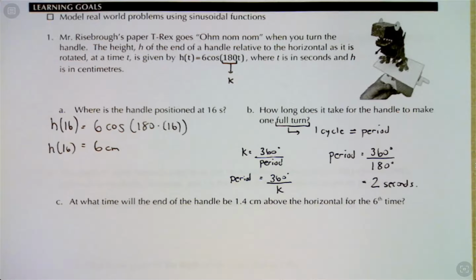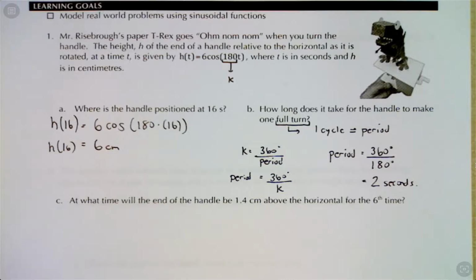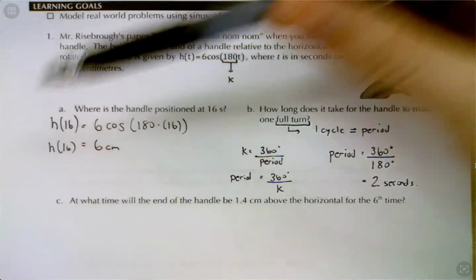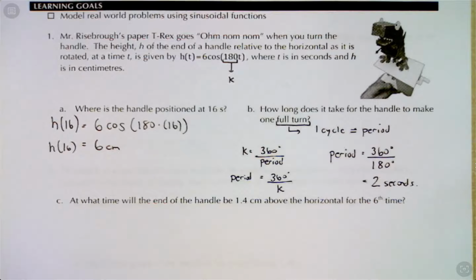At what time will the end of the handle be 1.4 centimeters above the horizontal for the 6th time? Interesting. Okay, so we need to think about what this function looks like. Well, it would be helpful if we knew a few more times, because right now all we know is time 16 is 6 centimeters. We can discern a few times just by looking at the equation.